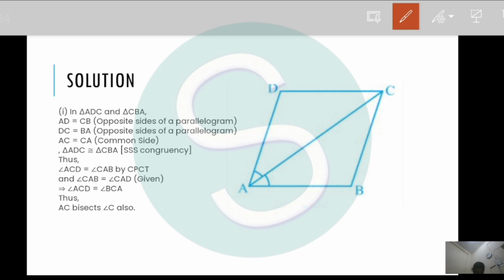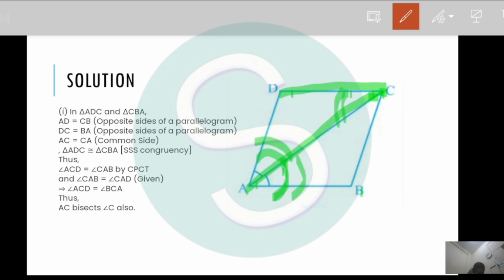Now by CPCT we can say ACD, this angle is equals to CAB, and CAB, this angle is equals to BCA. So ACD, हमने क्या प्रूव किया CPCT से that ACD, this angle is equals to CAB, this angle, and हमें क्या given है that CAB, this angle is equals to DAC.